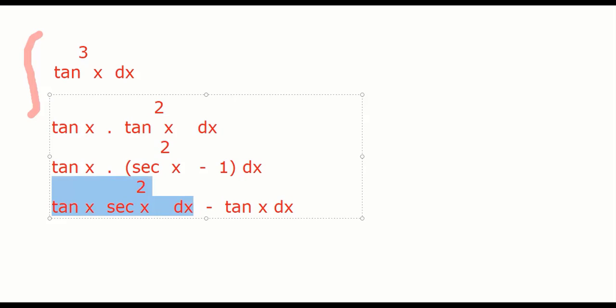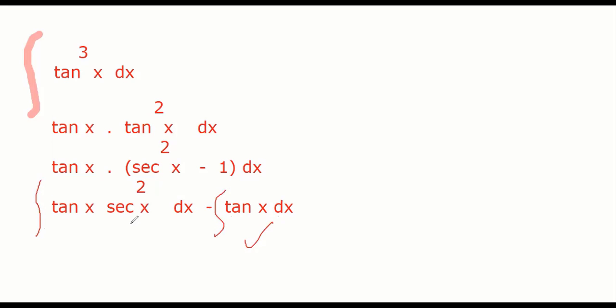If we separate, there are two different integrations now. This is one minus this. This one we know. For this one, if you substitute tan x equal to t, my integration becomes, this integration only I am talking about, the left side only, my integration becomes t, and tan x equal to t means secant square x dx equal to dt.